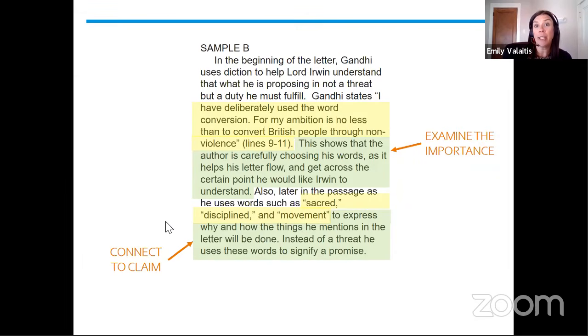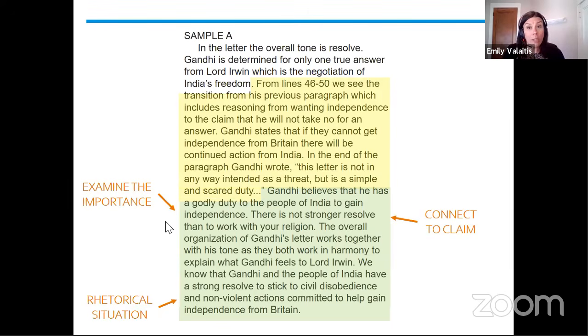All right, let's look at the 3 now. So only one example, but you can see the student took all 3 of those tips and wove it into the analysis of that one example. So first, the student says Gandhi believes that he has a godly duty to the people of India to gain independence. And he's referencing the highlights or the significance of that particular example by referencing the godly duty. So we see the importance there.